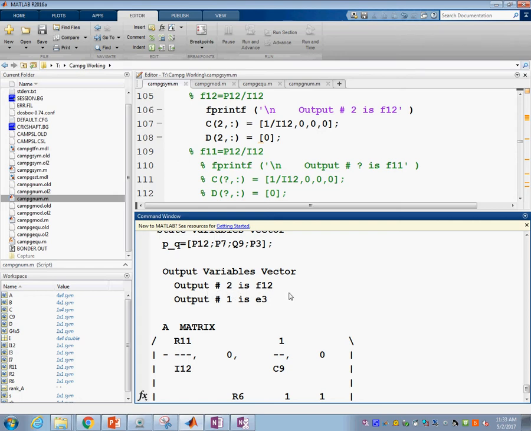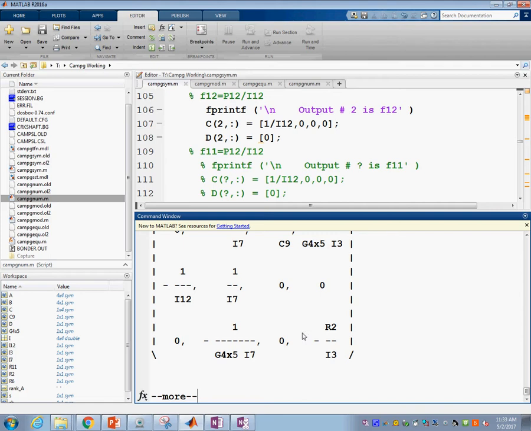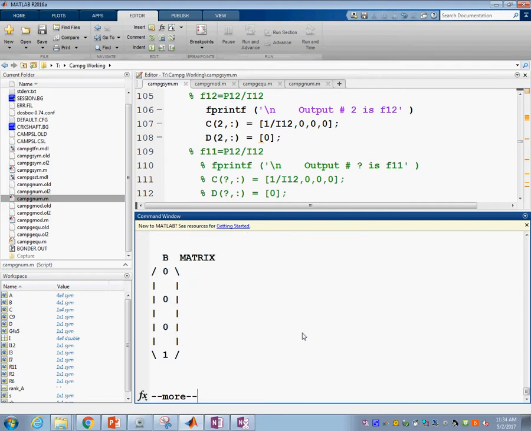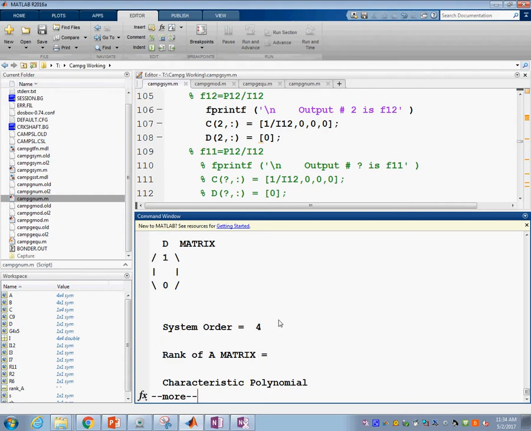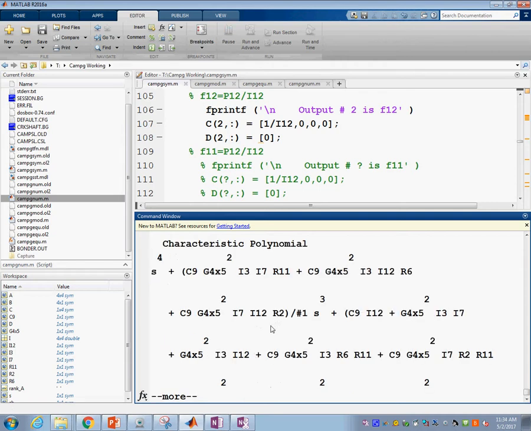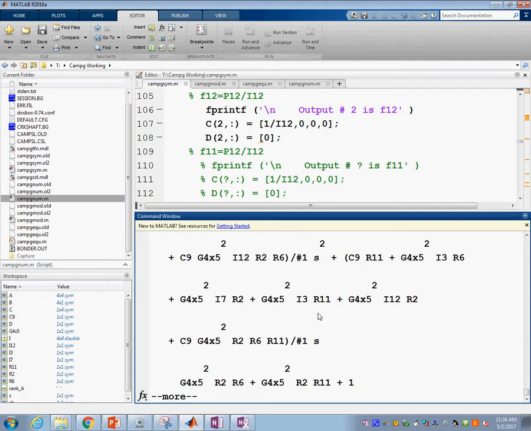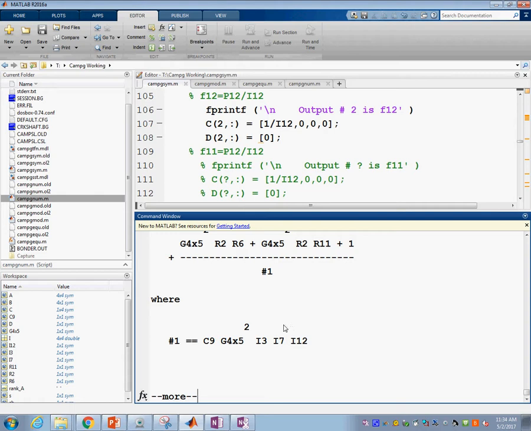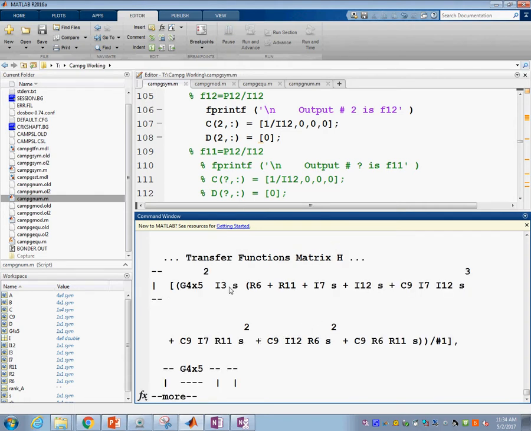Output number 2 is F12 and output number 1 is E sub 3. You have the A matrix, you have the B matrix, now you have the C, and then you have the D. Once you have these matrices, you should be able to find the characteristic equation, which is the denominator of the transfer function in symbolic form, and you will find also the transfer function.